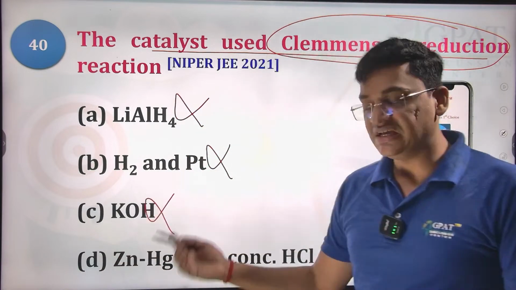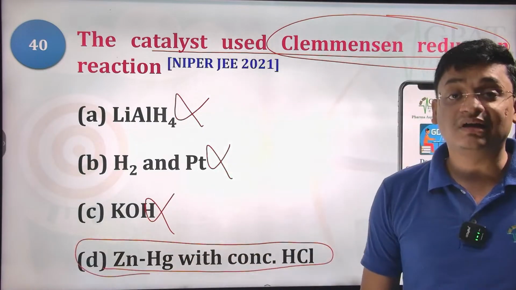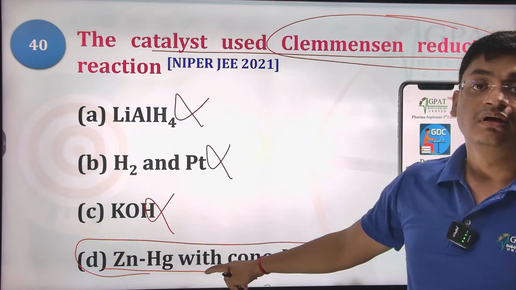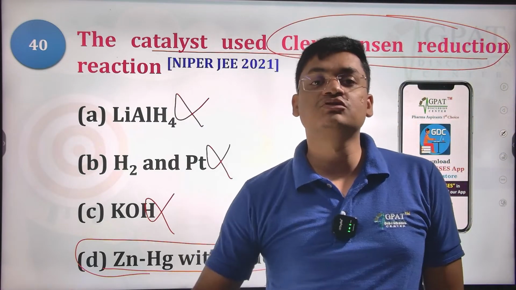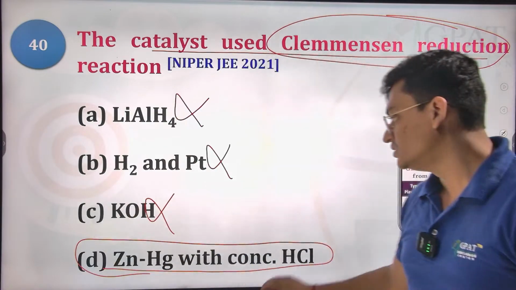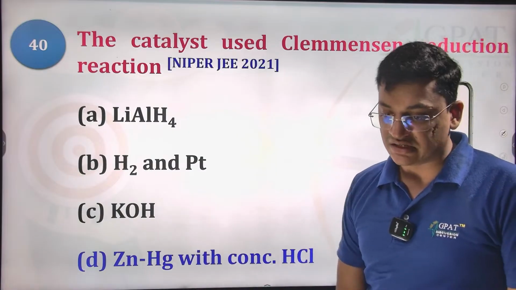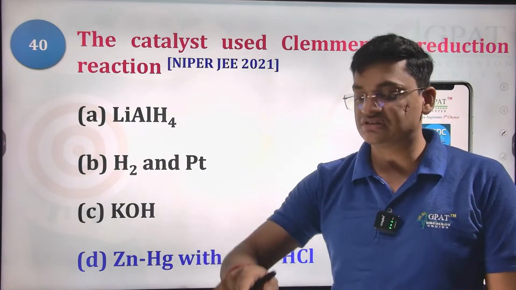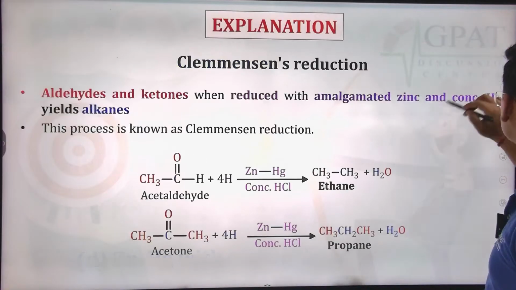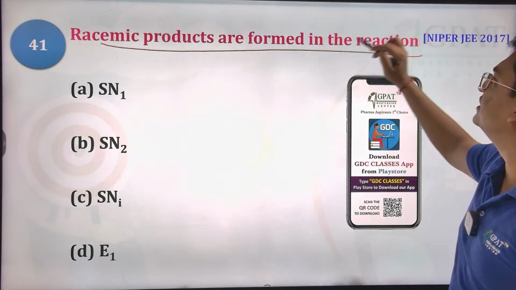KOH is a base, while this zinc amalgam and HCl is a reagent that is used to reduce carbonyl compounds into their respective hydrocarbons. So yes, this is about the Clemmensen reduction reaction. D will be the right answer. And NH2NH2 in the presence of base is used for the Wolff-Kishner reduction. Very good, Siddha.